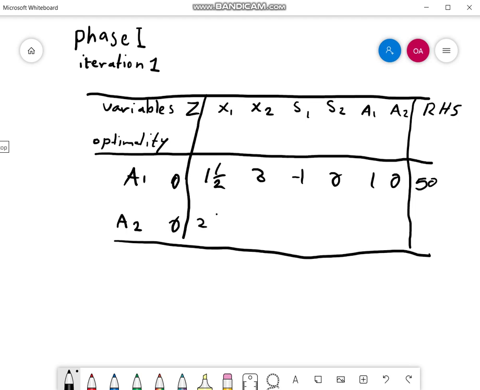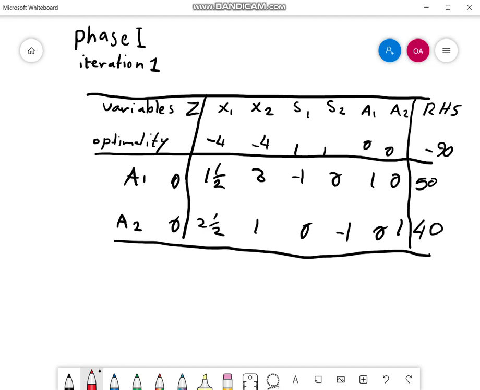And here 2.5, 1, 0, minus 1, 0 and 1, and this is gonna be 40. So we have here minus 4, minus 4, 1, 1, 0, 0, minus 90. So even if it originally was a minimization problem, it's right now a maximization.